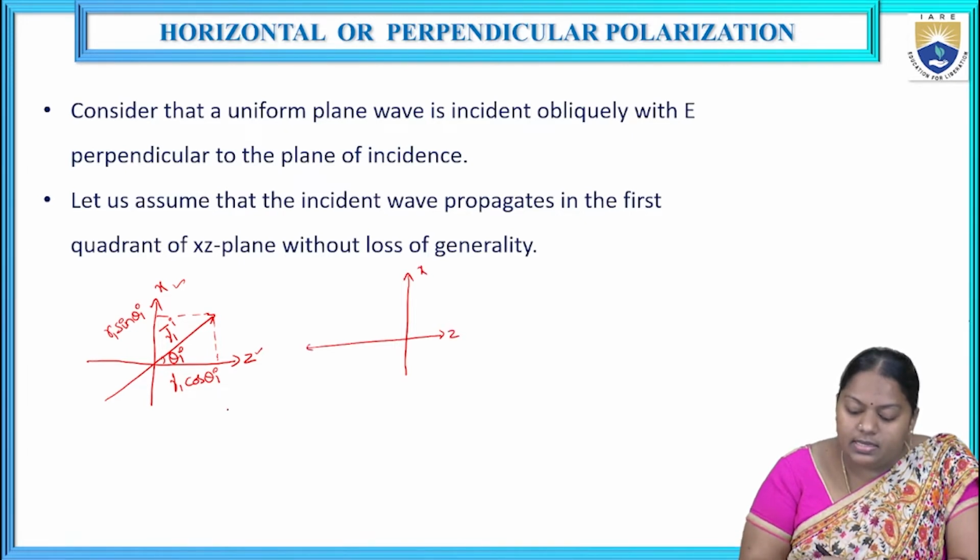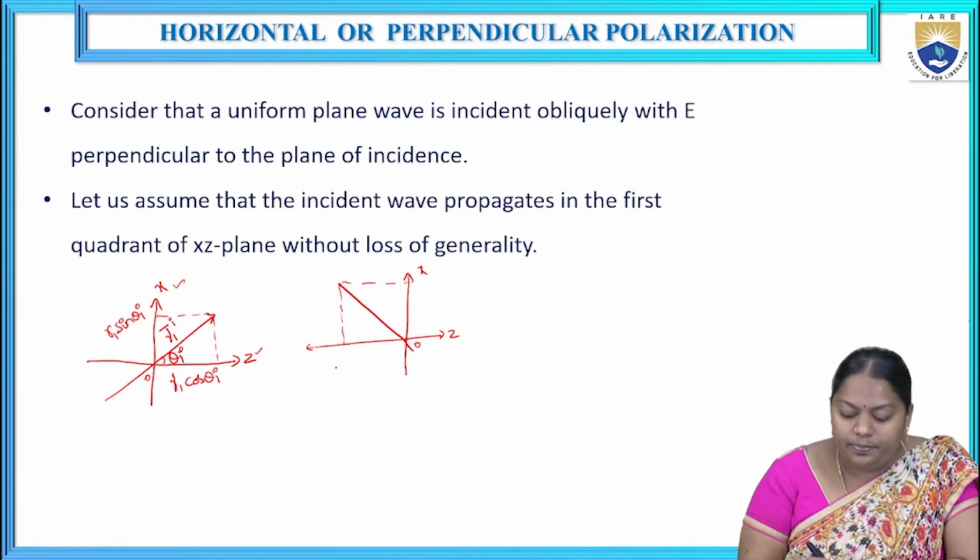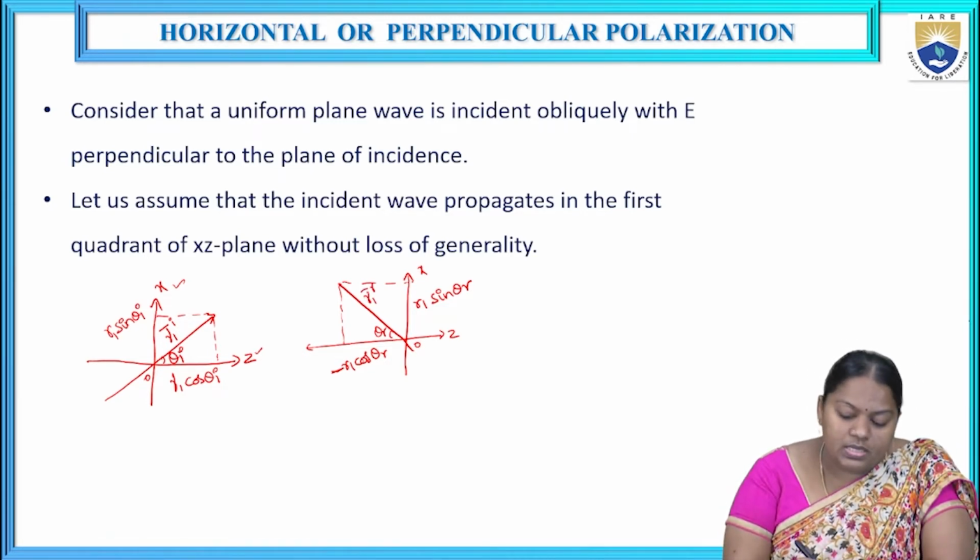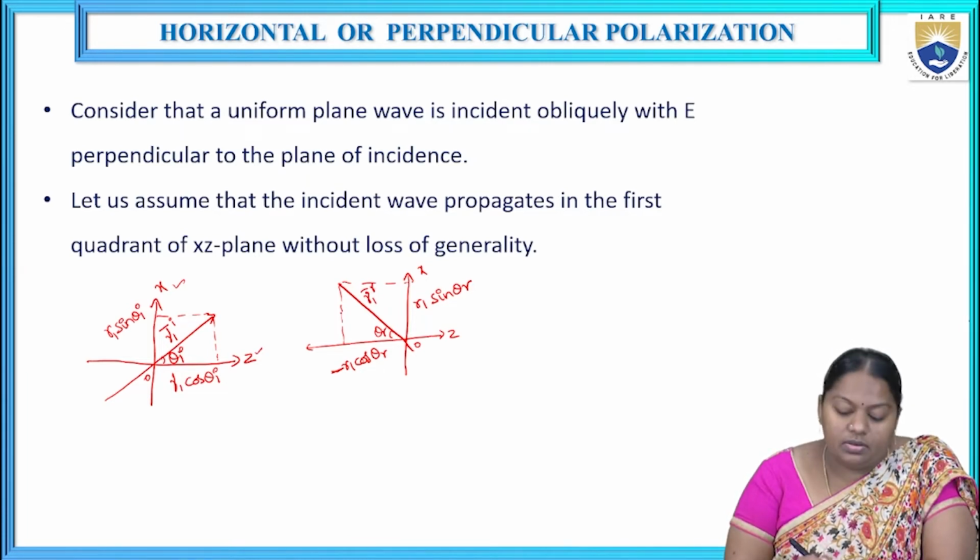This is z, this is x, and the reflected wave, right? So this reflected wave is given by 0, and minus gamma 1 cos theta r, and gamma 1 sin theta r. The angle is given by theta r, and the propagation vector is represented with gamma 1 r. This is the propagation vector, and here r stands for reflected wave.